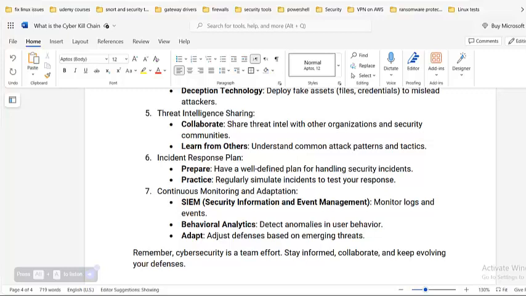So remember, cybersecurity is a team effort. Stay informed, collaborate, and keep evolving your defenses.